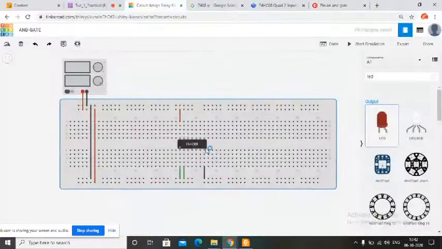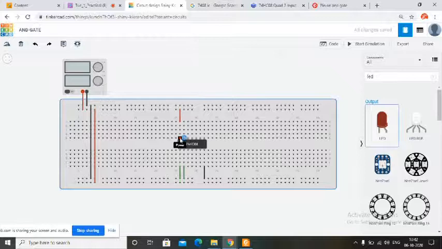So I connected pin number 7 with the ground. Ground means negative line, right? And this is pin number 14. This is pin number 1, 2, 3, 4, 5, 6, 7. Then this is pin number 8, the upper rightmost pin. So this is pin number 8.